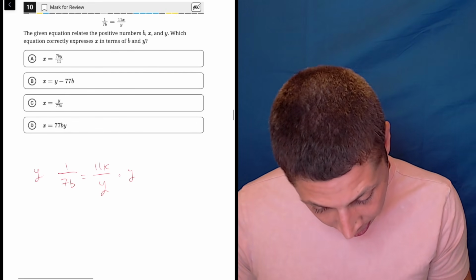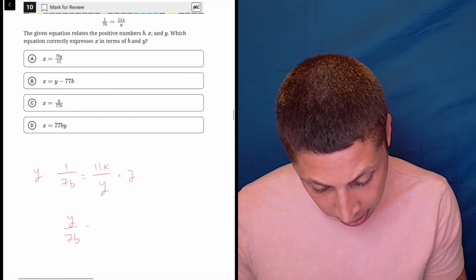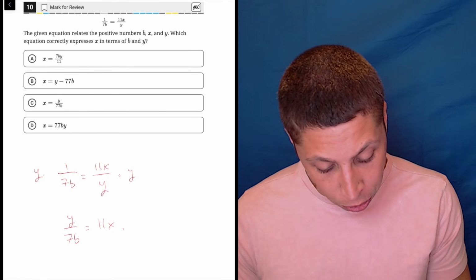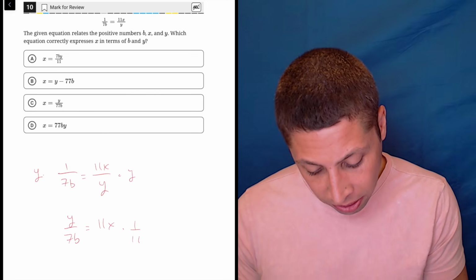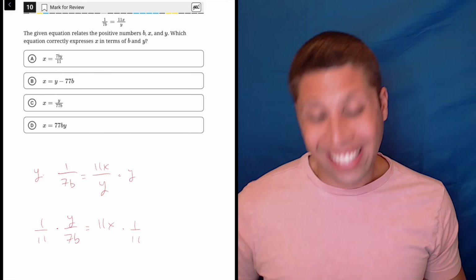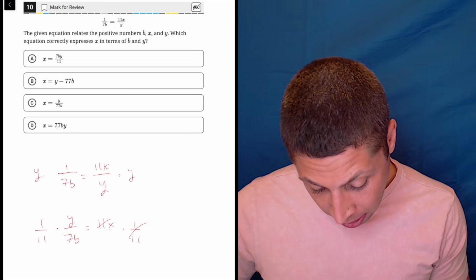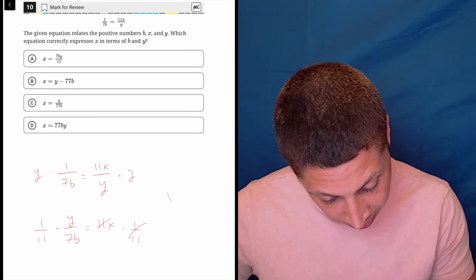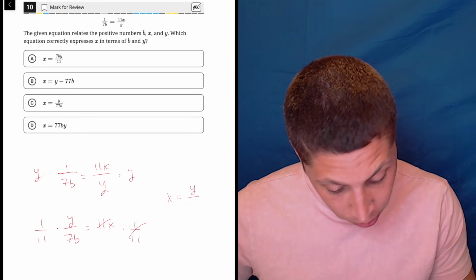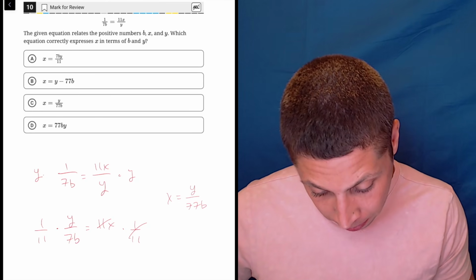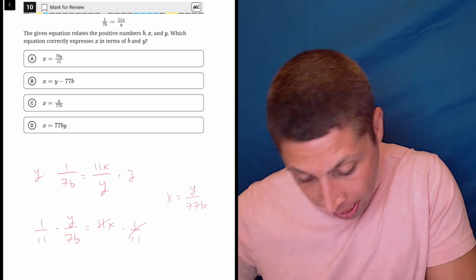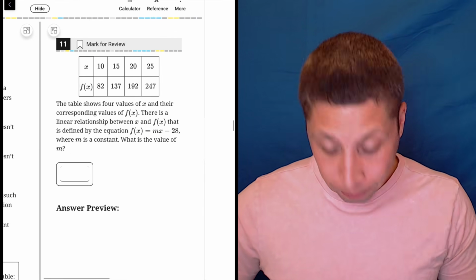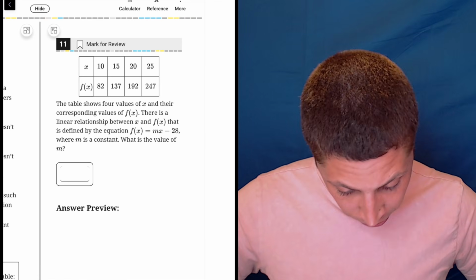So that's going to be y over 7b is equal to 11x. Then I think of this as multiplying by 1 over 11, which is the same as dividing by it, but it makes it easier on this side to do it, because now I have 7 times 11 is 77. So x is equal to y over 77b. Is that an answer? Yes, choice C. Good.